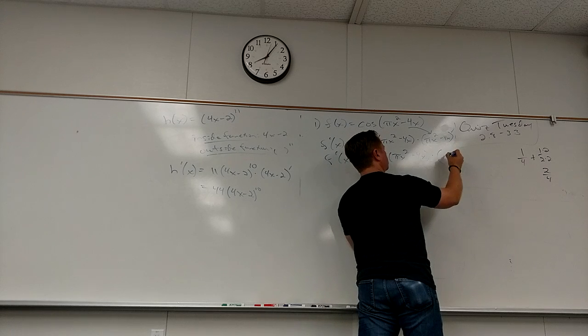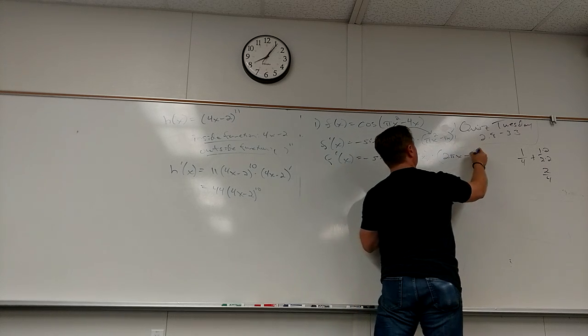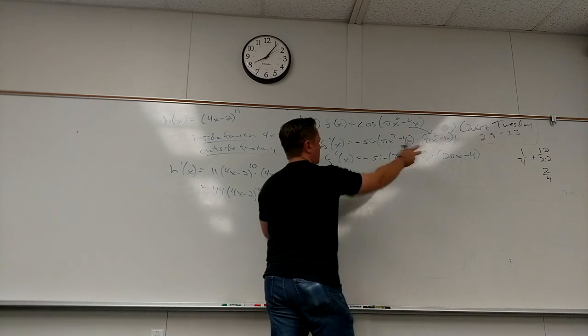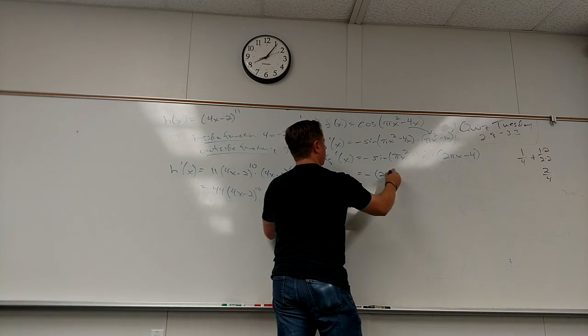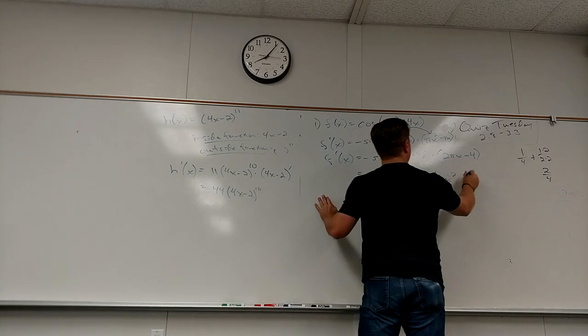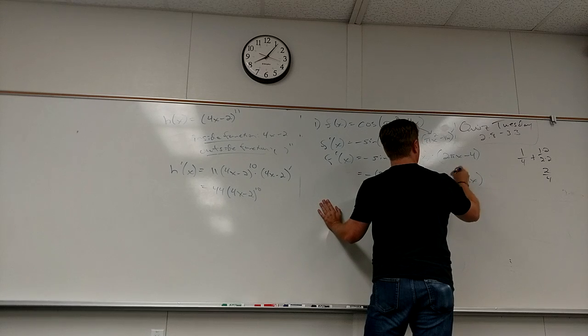2 pi x minus 4. I love it. And really, the last step would be, this isn't that bad. You should bring that up front, just so it's a little coefficient. Doesn't really matter that much.